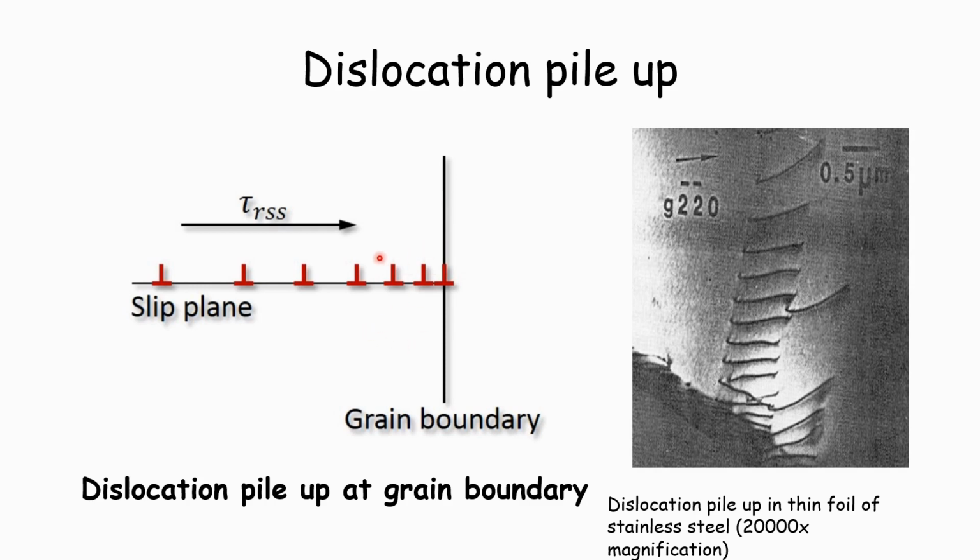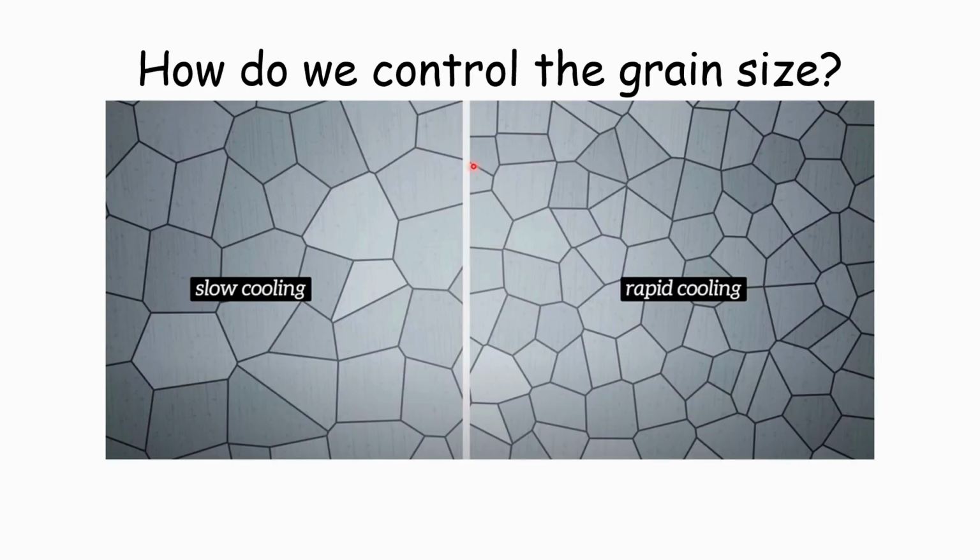So how do we control the grain size? Right, we can do this by controlling how fast the metal is cooled. If the metal is cooled very rapidly, we can observe that nucleation will occur at more locations, and the crystals don't have much time to grow, so the metal will end up with a finer grain structure and will be stronger as a result.